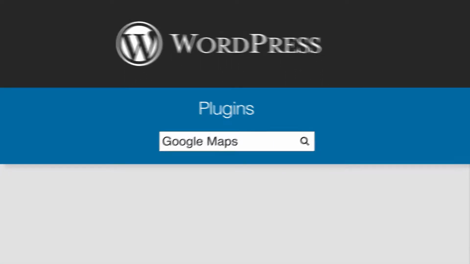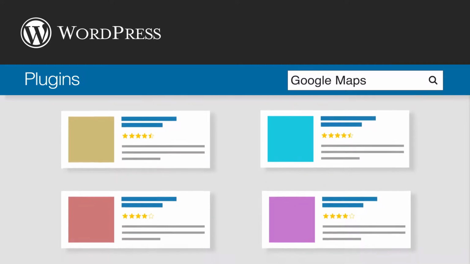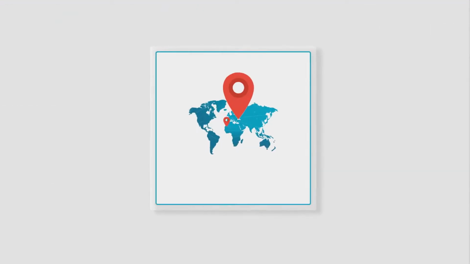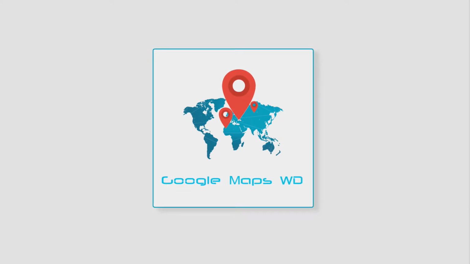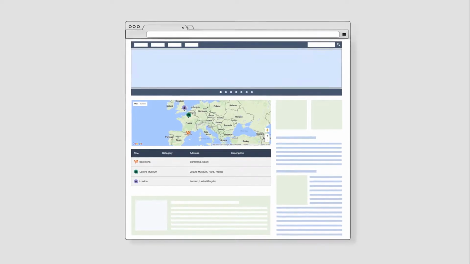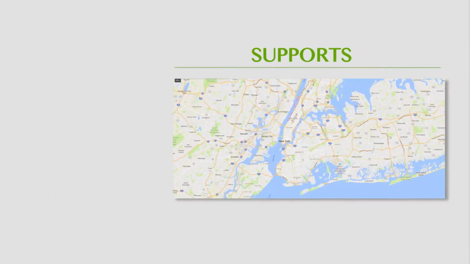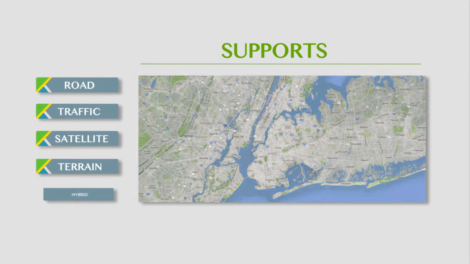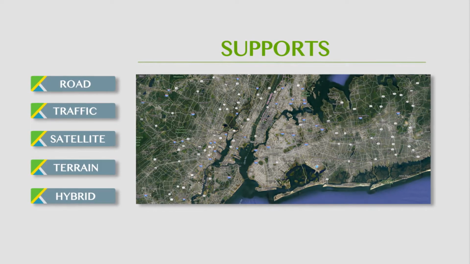If you're looking for a user-friendly and feature-packed Google Maps plugin for your WordPress website, have a look at Google Maps WD. Google Maps WD from WebDorado is a versatile plugin, allowing you to add custom-styled and responsive maps to any page on your site. The plugin supports road, traffic, satellite, terrain, and hybrid map types in almost all Google Map controls.